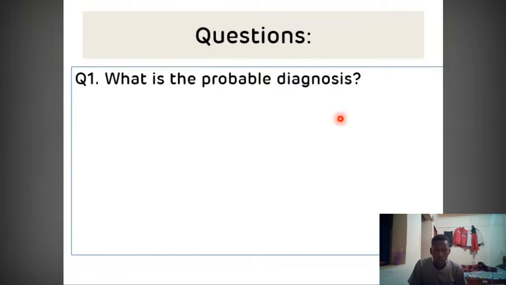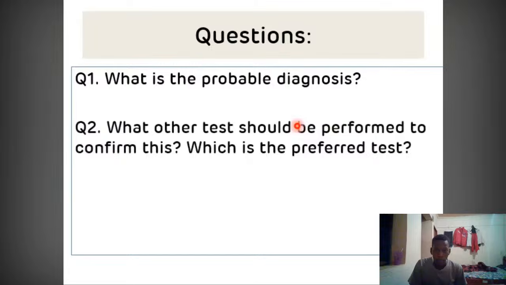Now let's see what the second question is. What other tests should be performed to confirm this, which is the preferred test? We can do two tests to confirm the diagnosis. One is the oral glucose tolerance test, that is OGTT. In that, we have to give 75 gram of anhydrous glucose, and we have to collect the sample. First, we have to collect the sample in the fasting stage. Then we give the 75 gram of glucose, and then we collect the sample at the 1 hour interval and at the 2 hour interval.